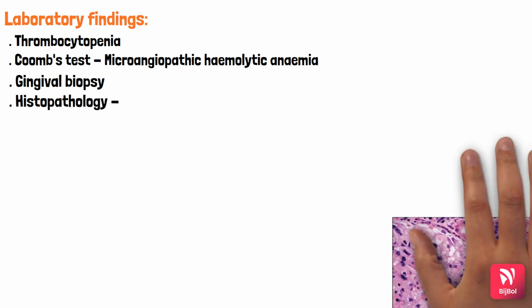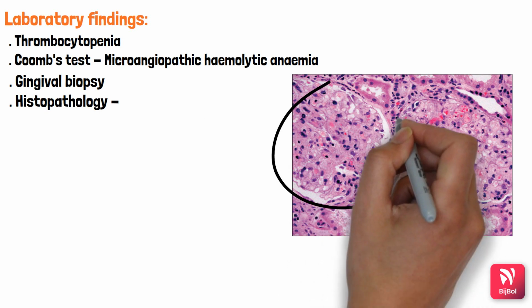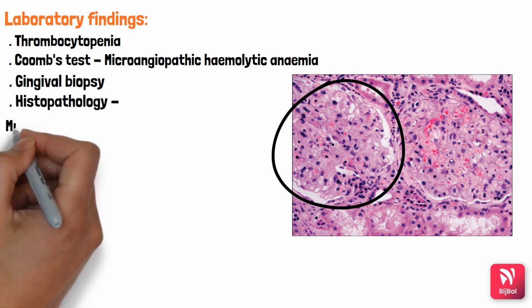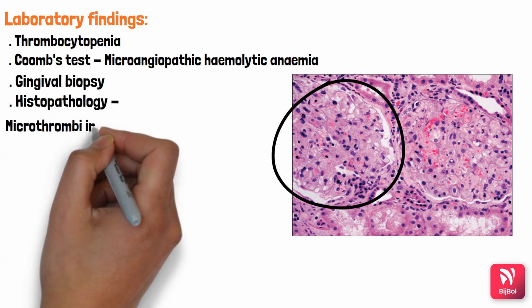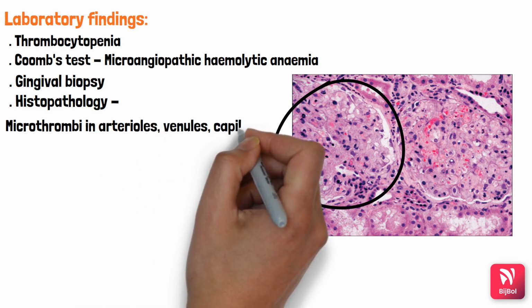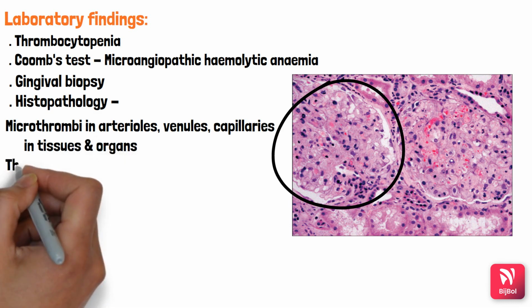So if you see, this is the histopathology of TTP, wherein this is one blood vessel where the entire blood vessel is filled up with a microthrombi. Like that, in many blood vessels these microthrombi can be seen in arterioles, venules or capillaries, in any tissue or any organ for that matter. That is the main pathogenesis behind TTP, and that is what you can see under histopathology also.